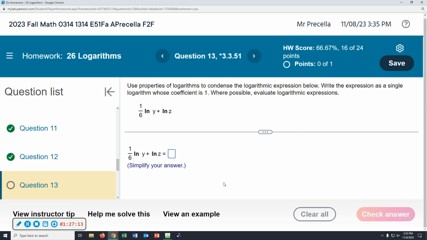Okay, number 13. 1/6, what is that? Is that an I-N-Y? You do say I-N. It's L-N. And if you do say I-N, and someone asks you who was your algebra teacher? Okay, so 1/6 ln y plus ln z.